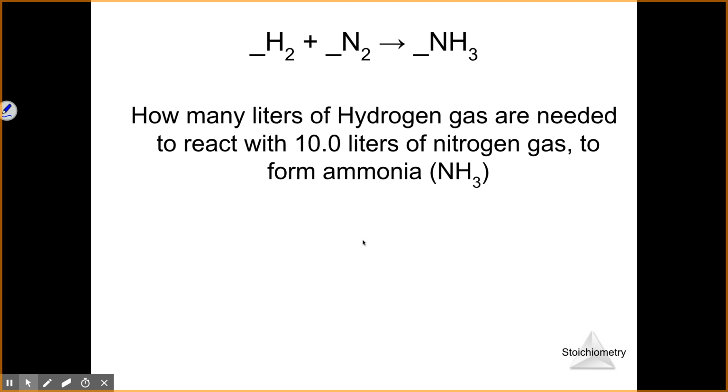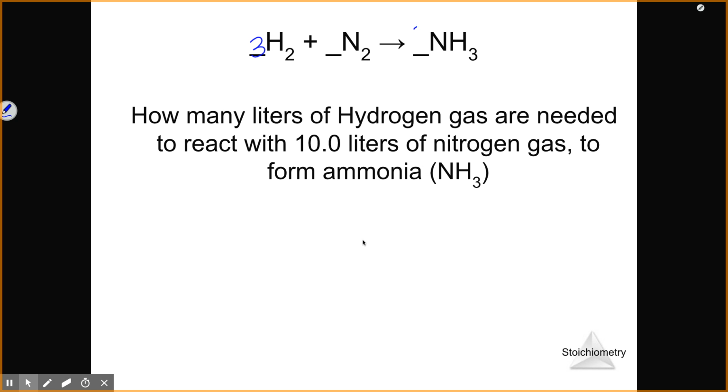So I want to know how many liters of hydrogen gas are needed to react with 10 liters of nitrogen gas to form ammonia, which is NH3. First step, get it balanced. Okay, and then I'm going to put actually into the equation what I know and what I'm trying to find. So I have my 10 liters of nitrogen gas, and I'm trying to find how much hydrogen gas I'm going to need, and I want that to be in liters.